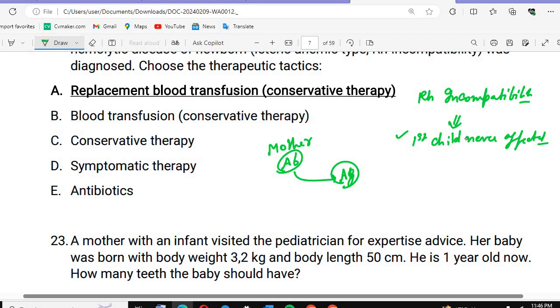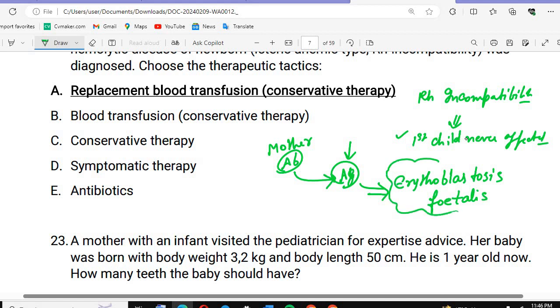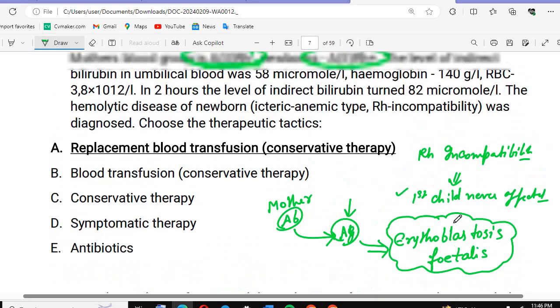The new antigens, or the new baby, or the little brother or little sister of that child. So this antibody will be against that antigen, and due to this there is Rh incompatibility factor, and this child will have the condition known as erythroblastosis fetalis. Erythroblastosis fetalis. So this condition will be seen in the second baby, or after the first baby.